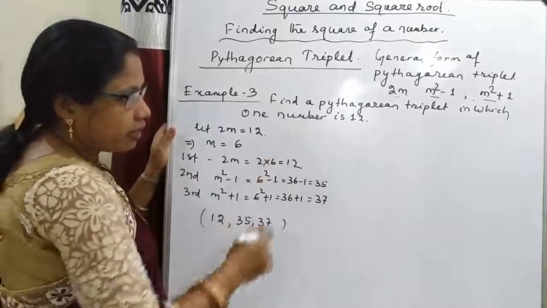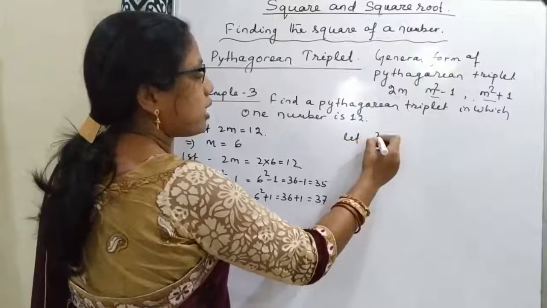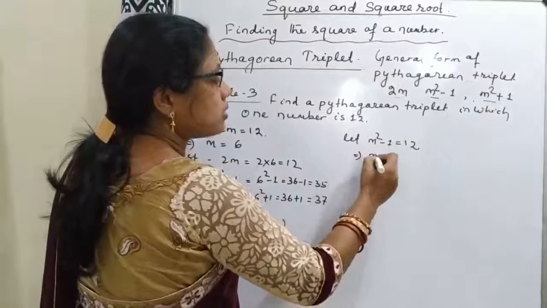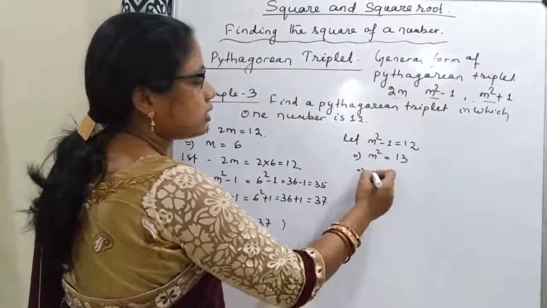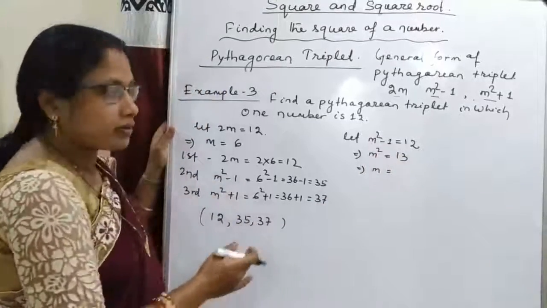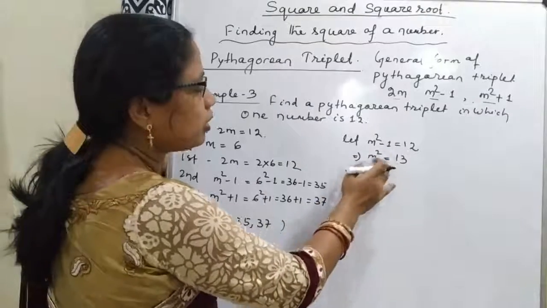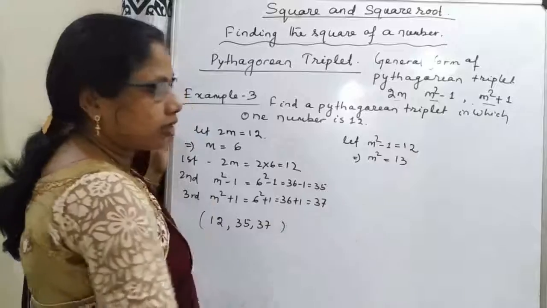So let us try for m square minus 1. Let m square minus 1 be equal to 12. This implies m square is equal to 13. So this implies m is equal to... we cannot find the square root of 13 as a natural number. So here we cannot find m. So it cannot be represented as a Pythagorean triplet.